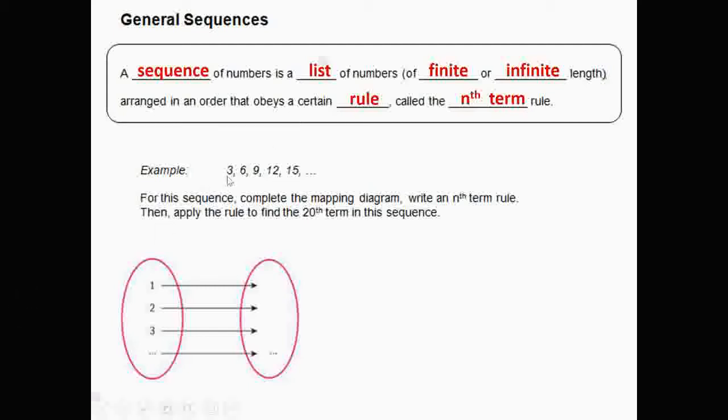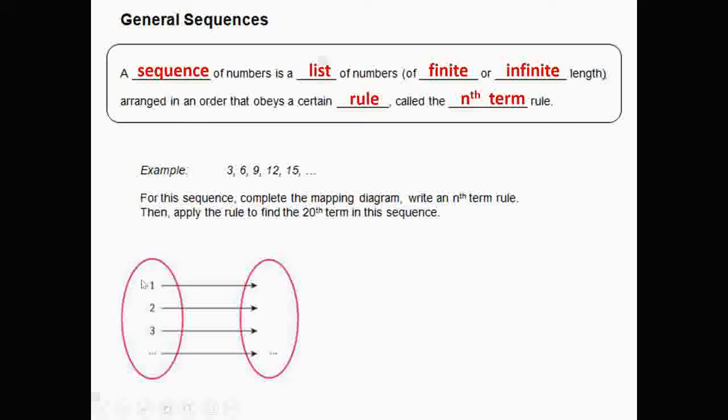So for example, we have this sequence of numbers here, 3, 6, 9, 12, 15. If this is truly a sequence, it is a list of numbers, which is finite or infinite. In this case, the ellipsis implies it goes forever. And there's some rule that creates every number in this sequence. So let's make a mapping diagram first and then write an nth term rule.